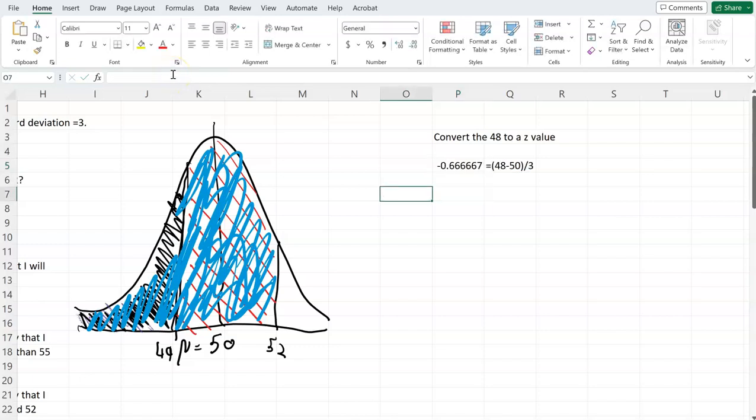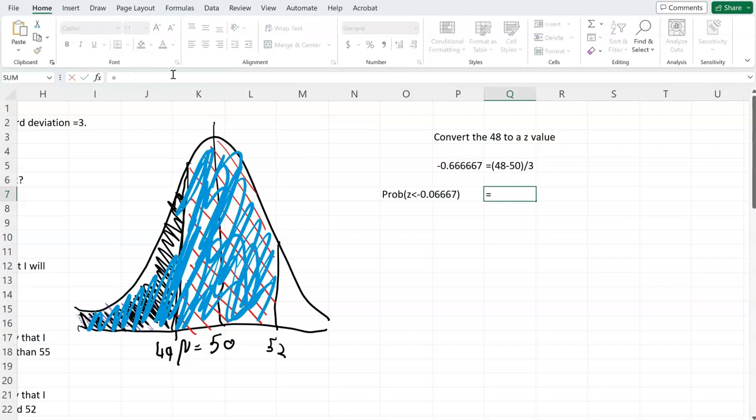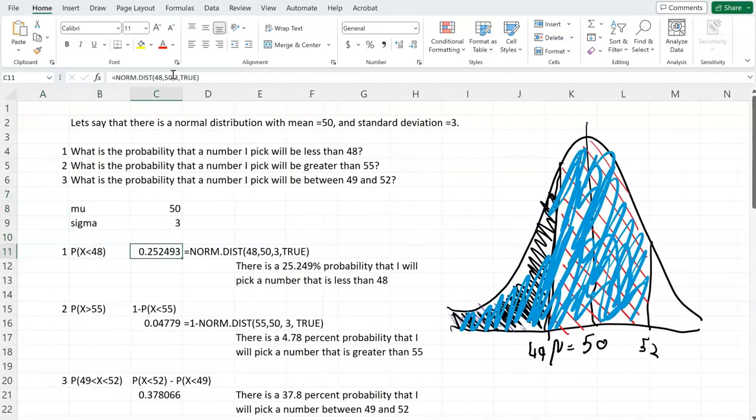And so what we would find is the probability that z is going to be less than negative 0.06667. And this number will be equal to, what I will use is norm.s.dist. I will use the z-value, and again, since I'm going from left to right, I'm fine with that. Or what I can do is just select this number, and I will say cumulative is true, and I get the same number as before. So 0.2524, which is the same as 0.2524.